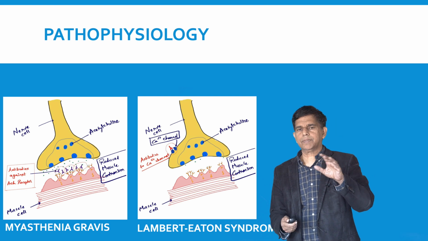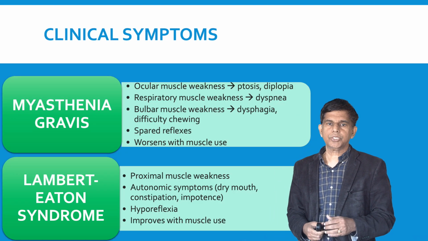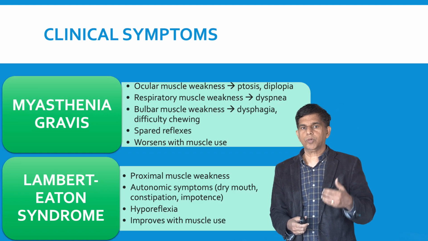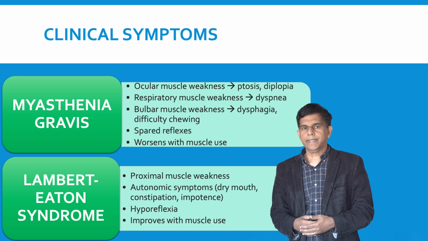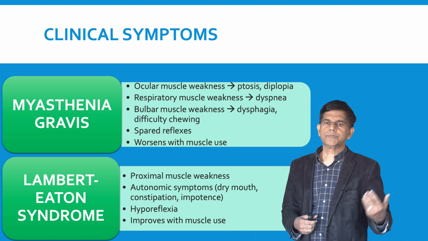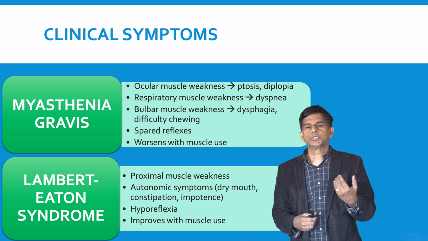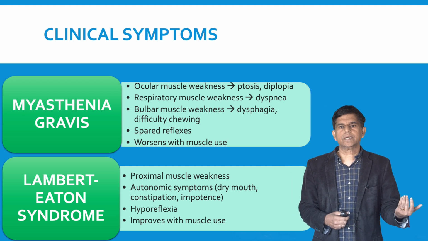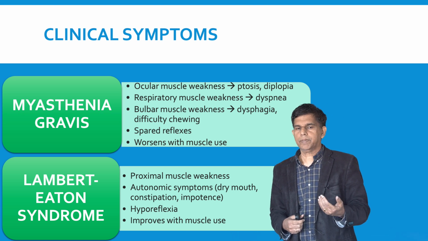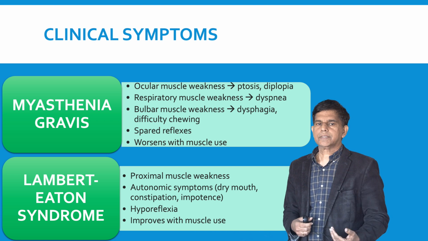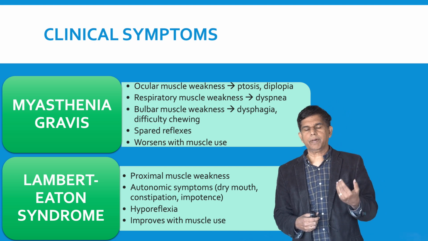What are the clinical symptoms and differences? Myasthenia gravis: you have ocular muscle weakness, ptosis and diplopia, respiratory muscle weakness, dyspnea, bulbar muscle weakness, dysphagia, difficulty chewing, spared reflexes, and it worsens with muscle use. Remember that: myasthenia gravis worsens with exercise.